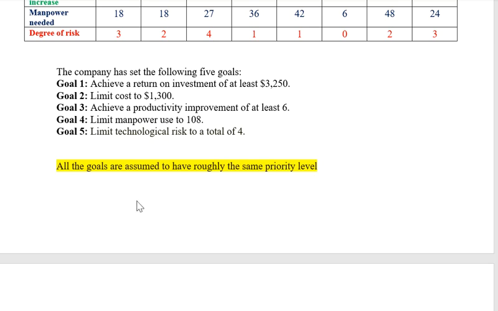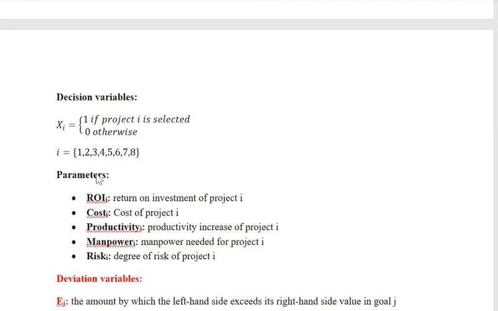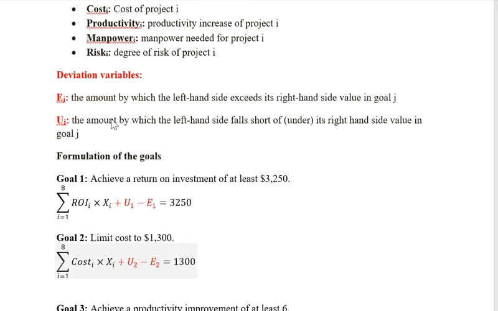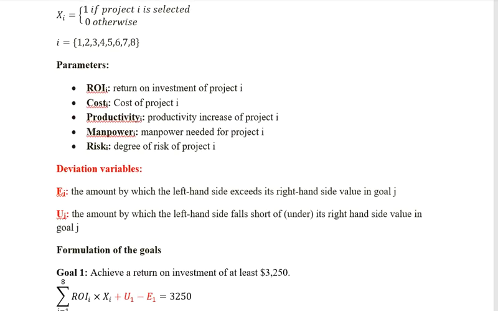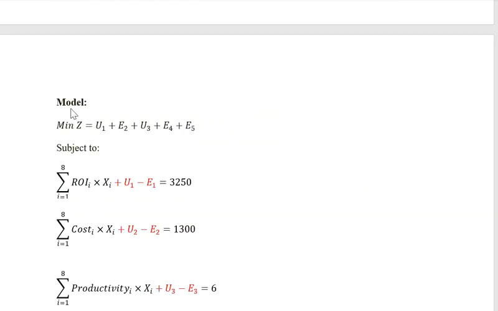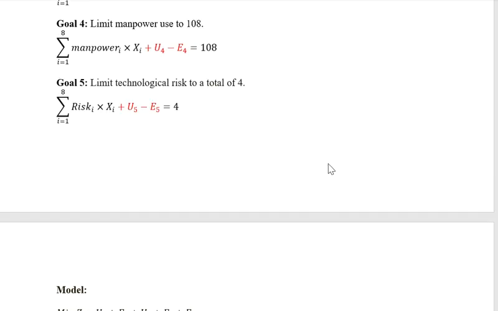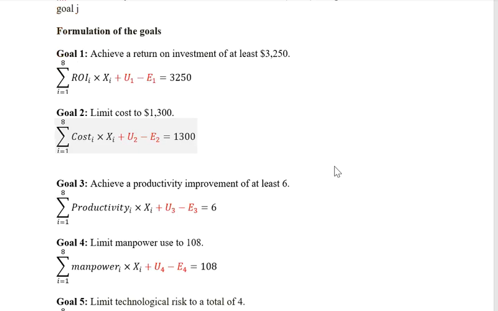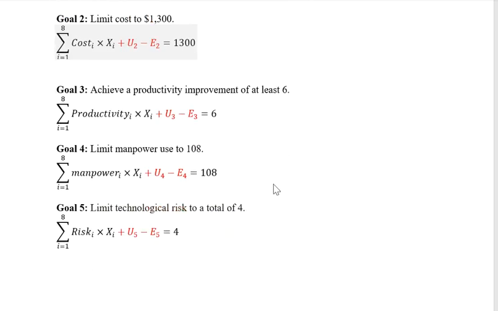Okay, now we're going back to the example, and we're going to read the last sentence of our exercise. All the goals are assumed to have roughly the same priority level. This means that our objective function will not have any weights, as you can see right here, and this means that the problem is a non-preemptive goal programming problem. None of these goals dominates the others by a significant amount.